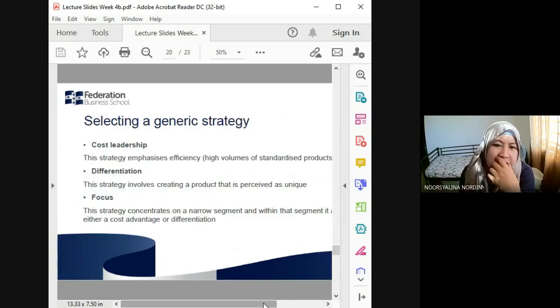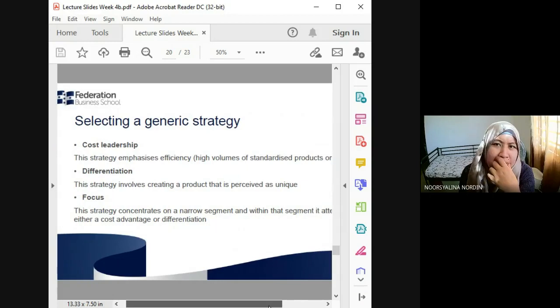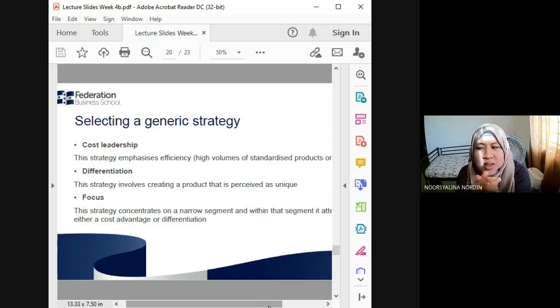So selecting generic strategy. This is most probably common, what you learn in the subject entrepreneurship and others. This is the same. We have the generic strategies, three here. Cost leadership, how you are able to become the, how to say, monopoly of the business, and you are the one who is the cheapest. You are the one with the most cost leadership. Let's say, we take like Amazon.com, cost leadership in terms of online business or online bookseller.